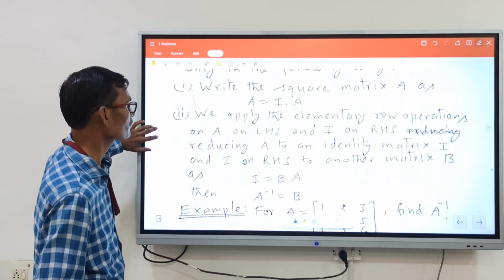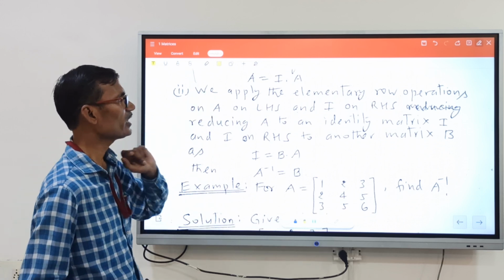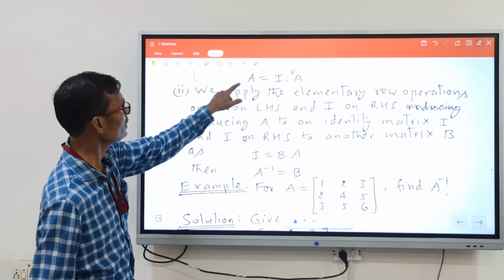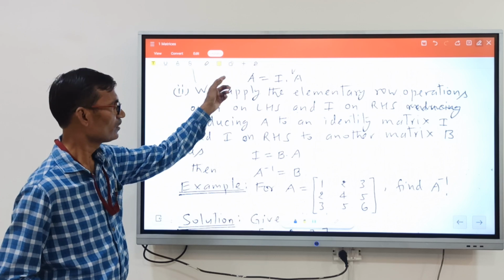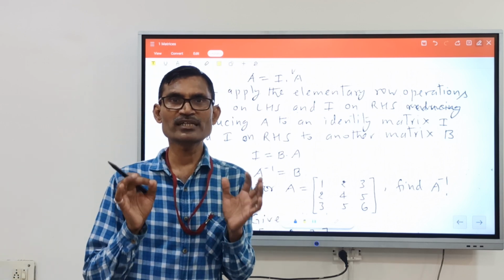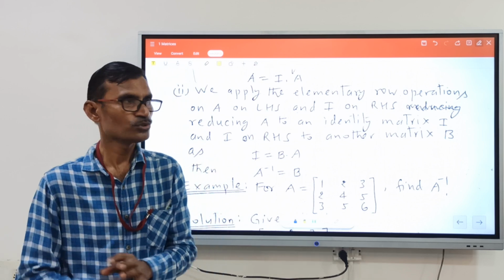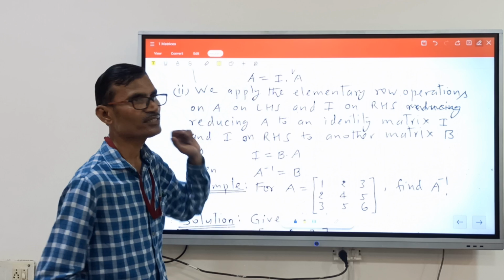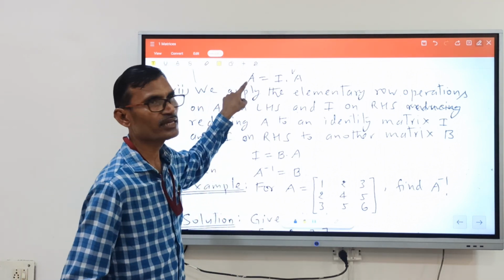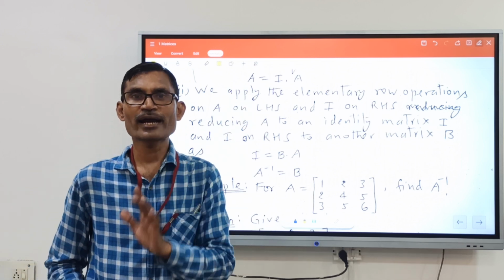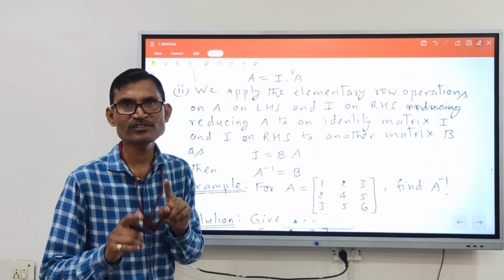This is the second step, where we apply the elementary row transformation on A. Now a very common question which comes to our mind is what we are doing and why we are doing it. Why are we applying the elementary transformation on A on the left hand side? The purpose is to make this A on the left hand side into an identity matrix of the same order.